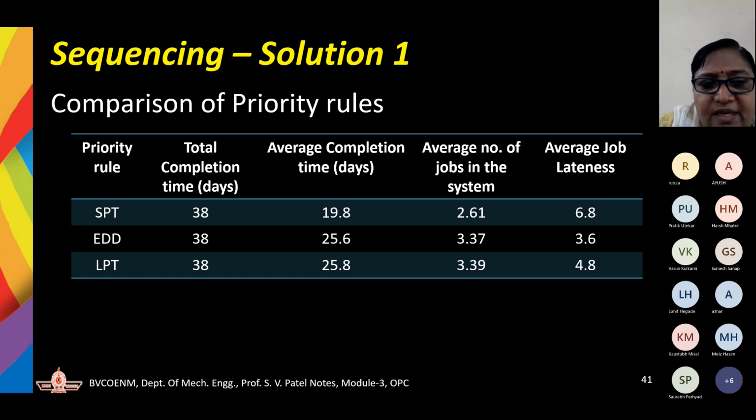But here, if you can see, average completion time is varying. Right. For SPT, it is a little lesser. For EDD and LPT, it is approximately the same. So depending upon your production policy, shop floor policy, you need to focus on these priority rules. Am I clear? Right. So this is the summary. Any question with respect to what we have discussed till now? Any question from your end?